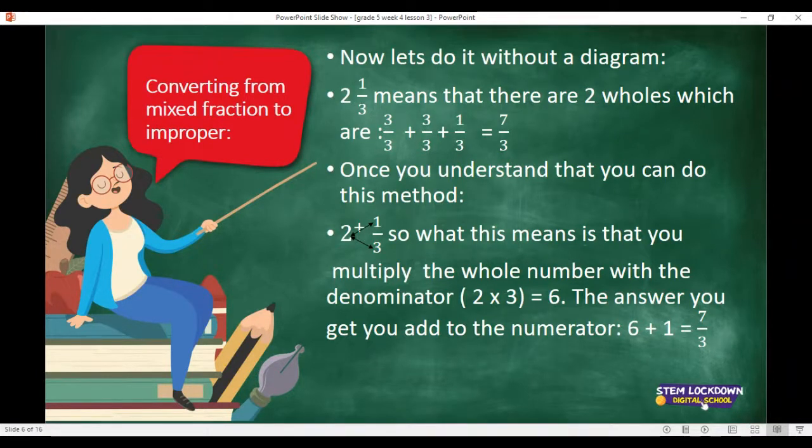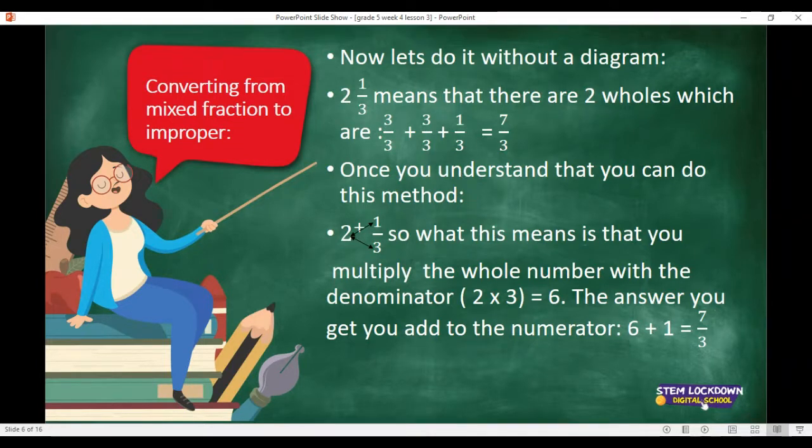Or you can do it like this. The first way is just for you to break down these 2 wholes. So if we had 2 and 1/4, it means your whole was going to be 4 over 4 plus 4 over 4. And if it's 2 and 1/5, your whole was going to be 5 over 5 plus 5 over 5. So the denominator tells you what your whole is. I hope you understand, but there's an activity that we'll do together. Once you understand this method, there is a second method that you can do.